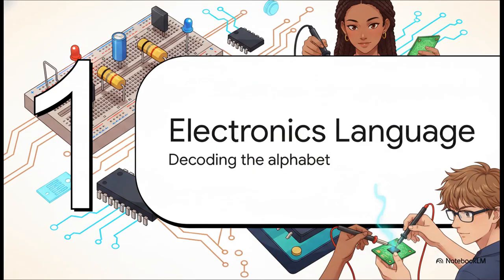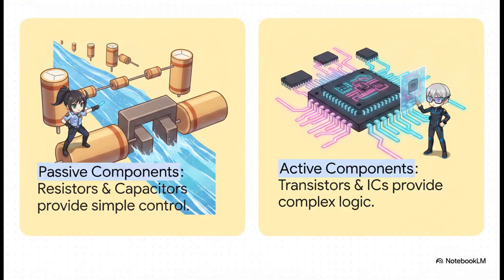All right, let's kick things off with Section 1, the language of electronics. It is time to decode the basic alphabet of circuits. So when you really break down electronic parts, they generally fall into two main camps. On one hand, we've got passive components. Think resistors and capacitors. These are basically your simple traffic controllers. They don't generate any new power, they just resist, store, or filter the electrical current that's already passing through them.